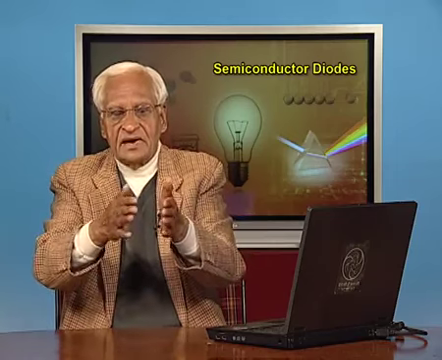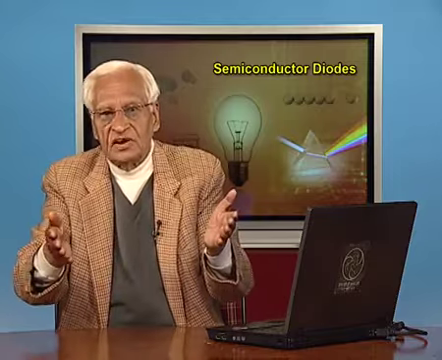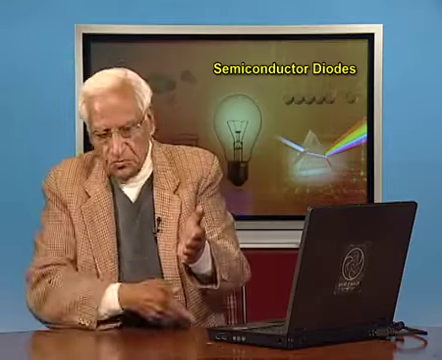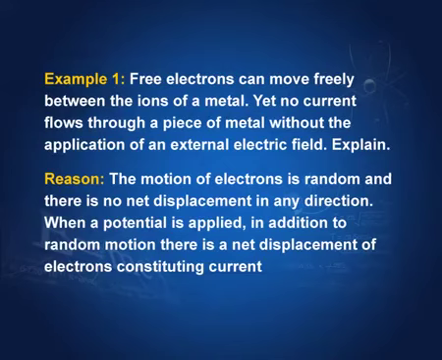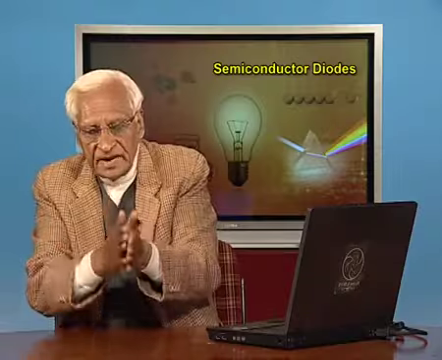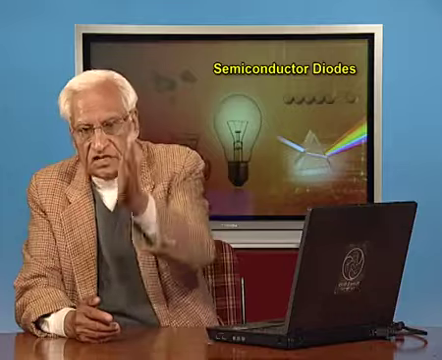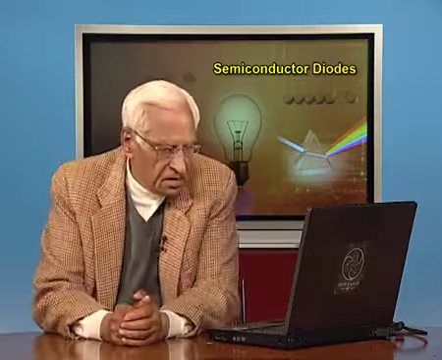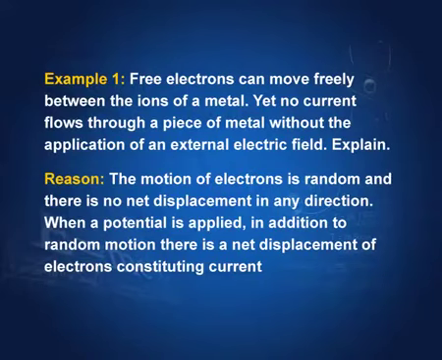The reason is that the free electrons move randomly, some move this way, some move that way. So, the net electron flow through a cross section is 0, and therefore there is no current unless we apply an electric field. So, the motion of electrons is random and there is no net displacement in any direction. When a potential is applied, in addition to random motion, there is a net displacement of electrons which constitutes a current.